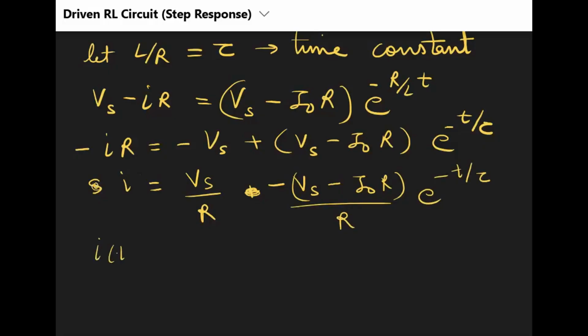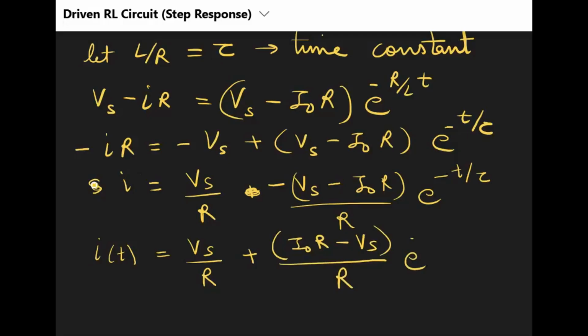So the final equation we can write as i equals Vs upon R, minus sign taken in, plus (I0 R minus Vs) divided by R, times e to the power minus t by tau. This equation is for t greater than 0. So this is the equation of the driven RL circuit, where the circuit is driven by a DC source. It is also called the step response of the RL circuit.